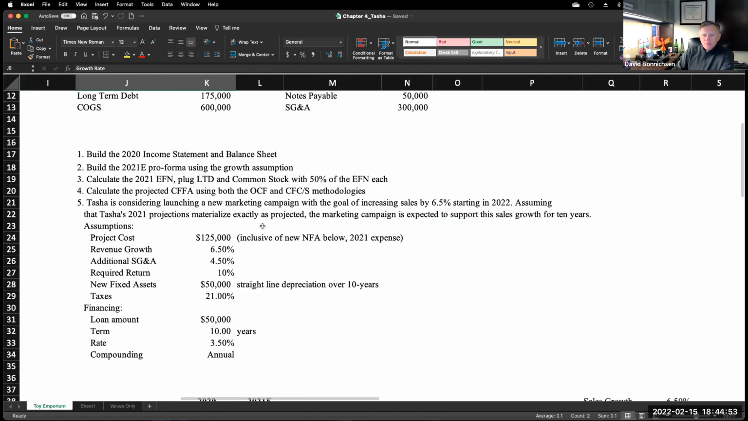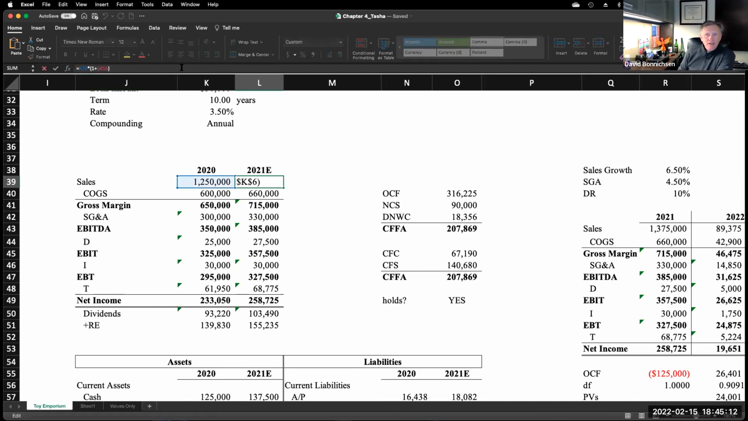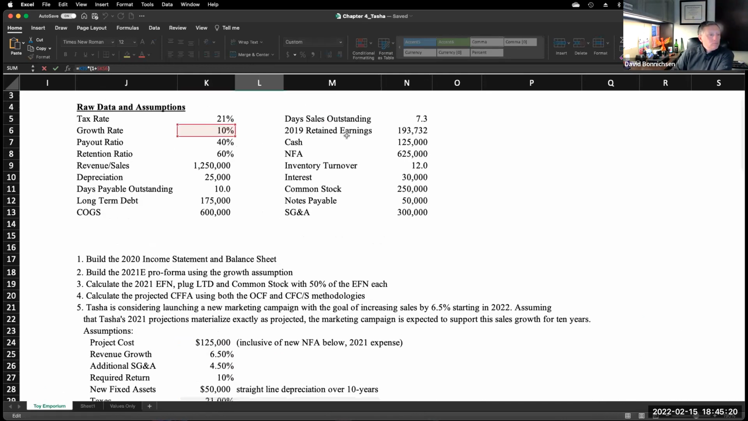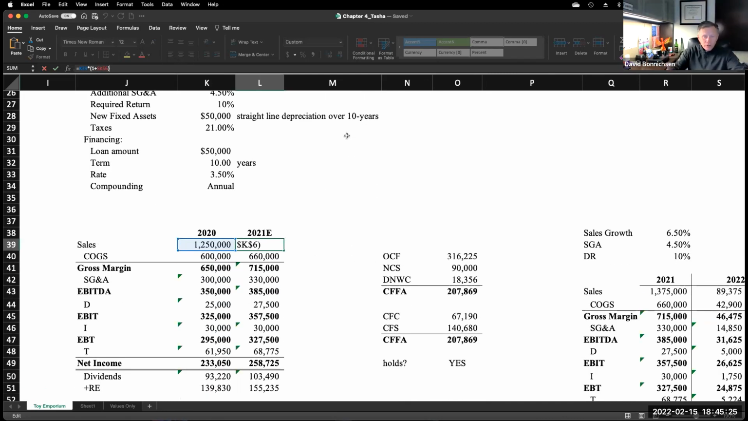So starting with the income statement, our 2021 estimate, obviously we're growing sales, so it adjusts with the growth rate. Our 2021 estimate, our projection for next year, in the case of Tasha, is simply whatever she did in 2020 multiplied by 1 plus our growth rate. She is projecting to do 10% more revenue next year than she did this year.